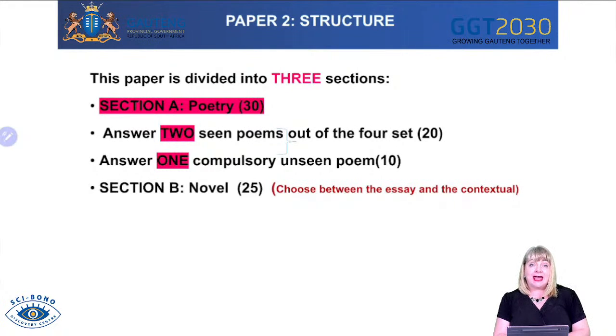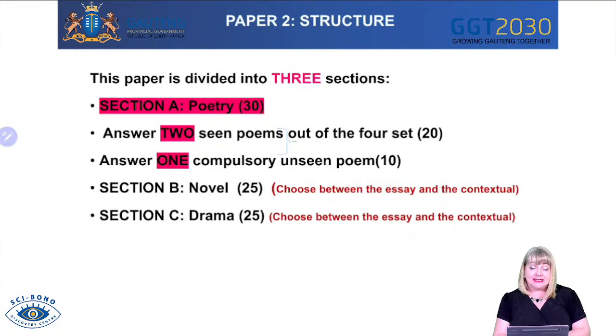And then the next question is always on section B, your novel, which in your case, grade 12s, is either Life of Pi or The Picture of Dorian Gray. And there you will get an essay question and a contextual question, of which you answer 1. And then in section C, it'll be a question on your drama, which is either Hamlet, Othello, or The Crucible. And again, you will answer 1 question.